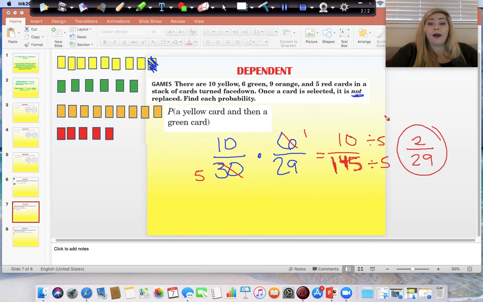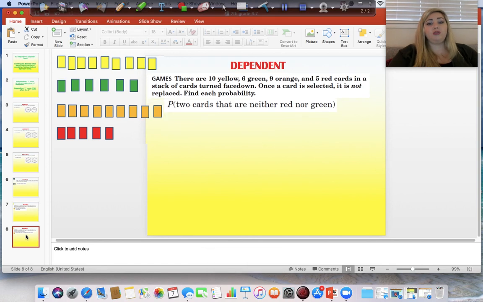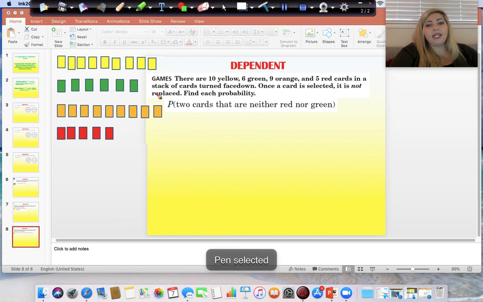Okay, we've got one more left. Again, these are dependent events, and the reason they're dependent is because when you take out the first card, that's going to affect how many cards are in the second deck of cards. So how many you can pull for the second deck of cards. That's why these are dependent upon each other, because once you do something with the first card, that affects your second probability. Okay, so again, same scenario. It is not replaced. Find the probability of each.